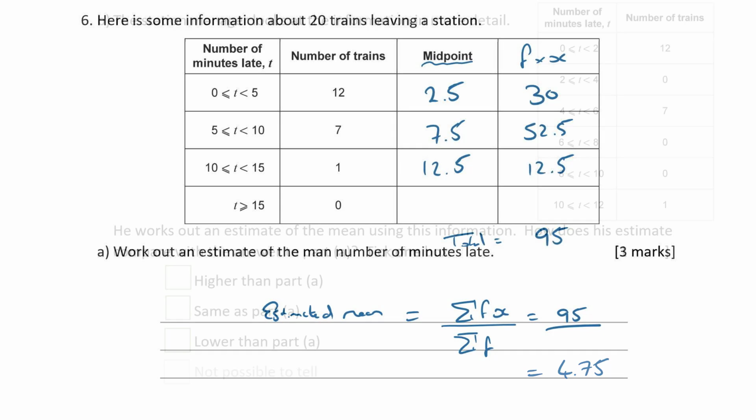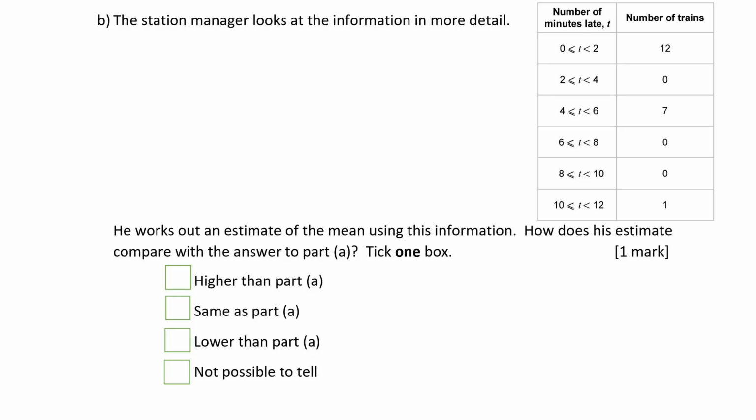Not trains. In part B, it says the station manager looks at the information in more detail, and you can see that he's got more finely divided up categories. So there's more categories. He's doing it every 2 minutes now instead of every 5 minutes. And we've got the new distribution in here. Okay, so he works out an estimate of the mean using this information. How does his estimate compare with that answer to part A? Is it going to be higher than part A, the same as part A, lower than part A? Not possible to tell.